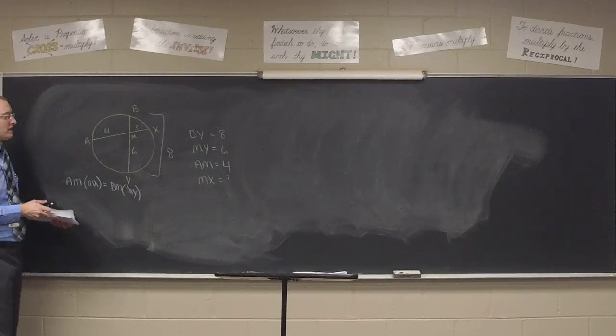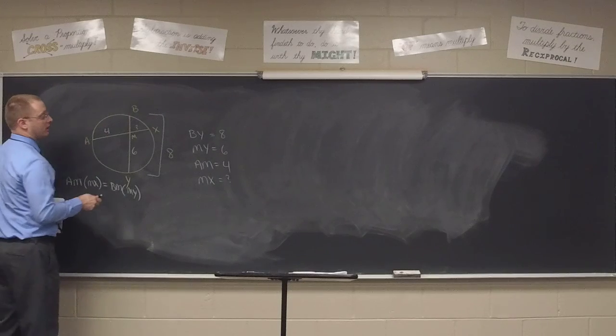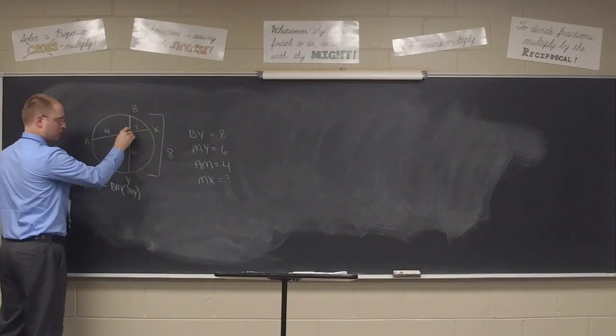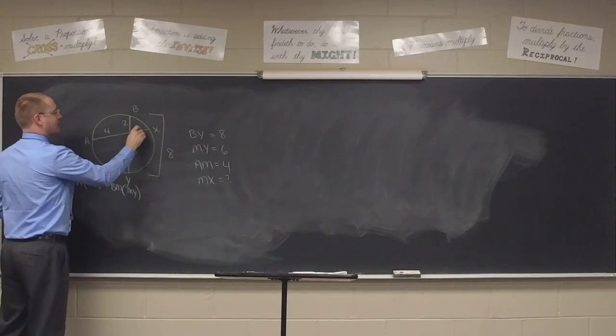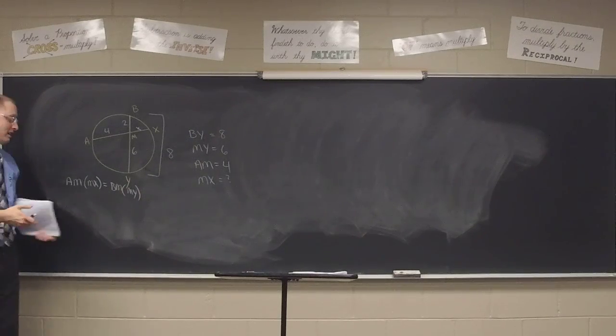So Ethan, when he plugged it in, treated BM as if BM were 8, but BM's not 8. BM is only 2. And we'll call MX our X. So really, we should have gotten X equals 3 for our answer.